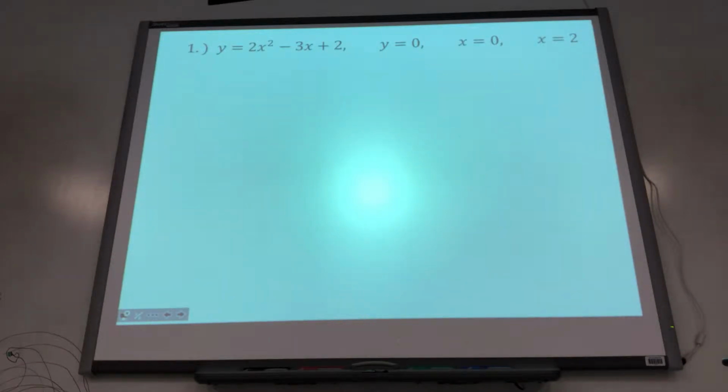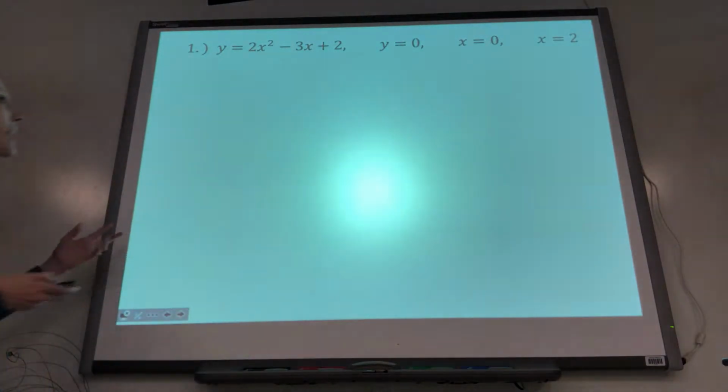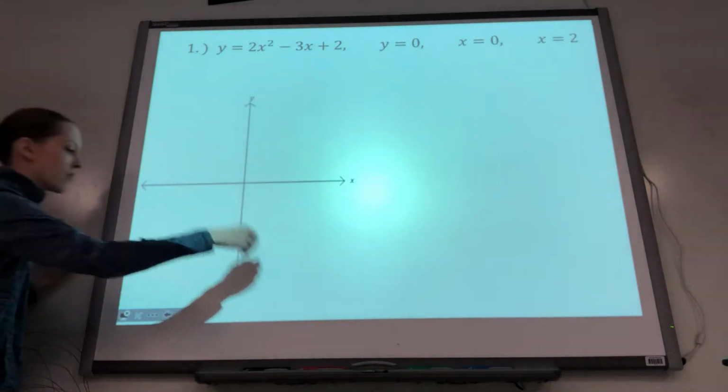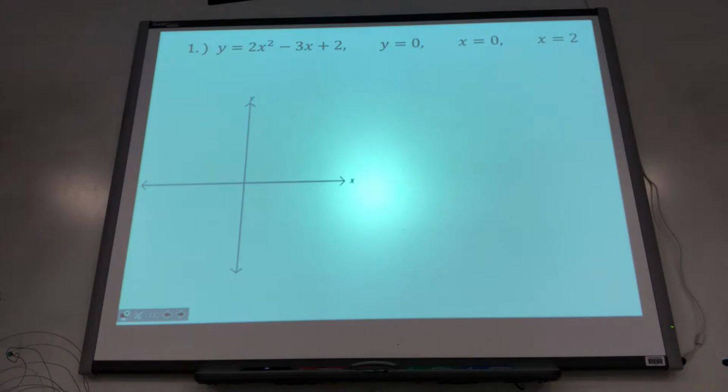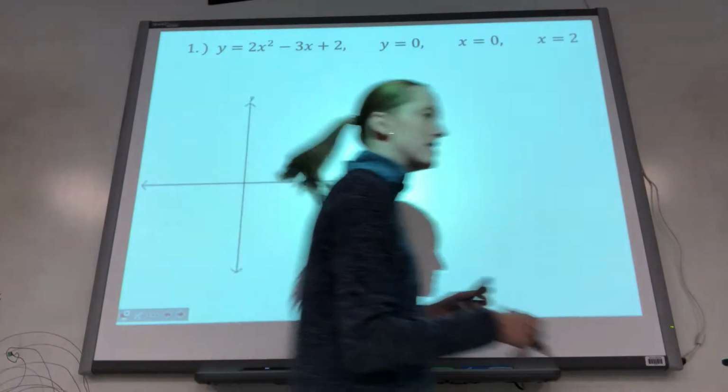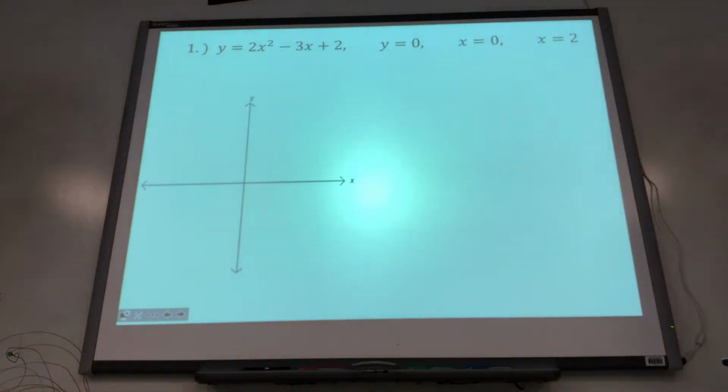So, example 1, it's got 4 equations up there. y equals 2x squared minus 3x plus 2, so that'll be a parabola. Then there's also y equals 0, x equals 0, and x equals 2. So on your paper, and I just kind of made mine blank right now, I'll start to fill it in a little bit. But on your paper, go ahead and sketch an XY coordinate plane.